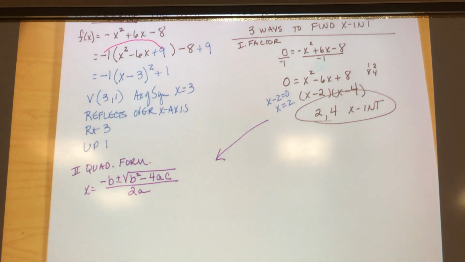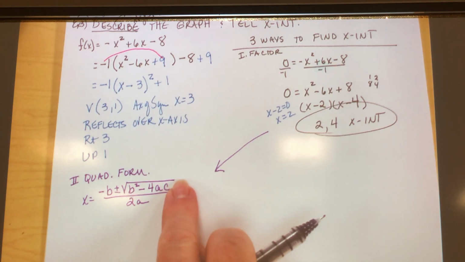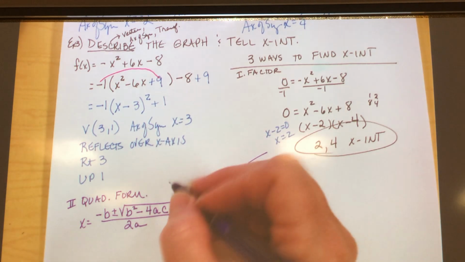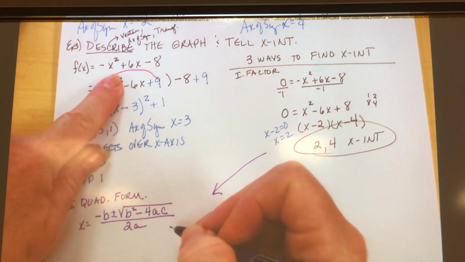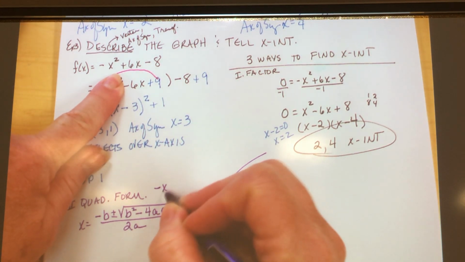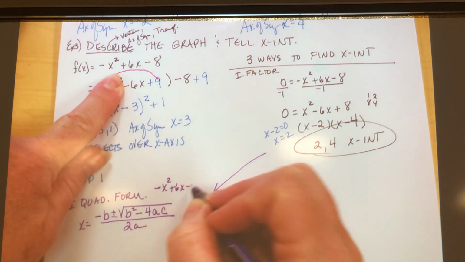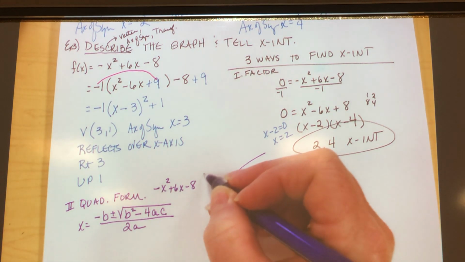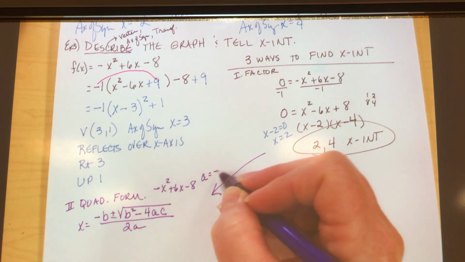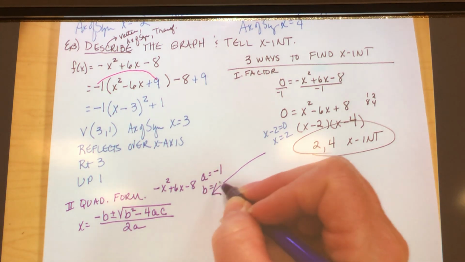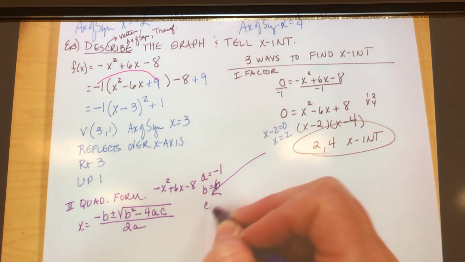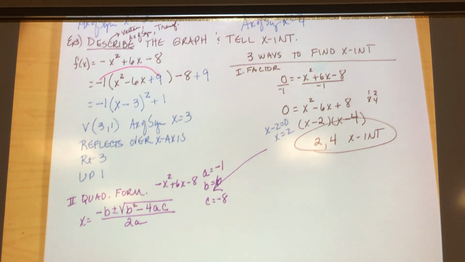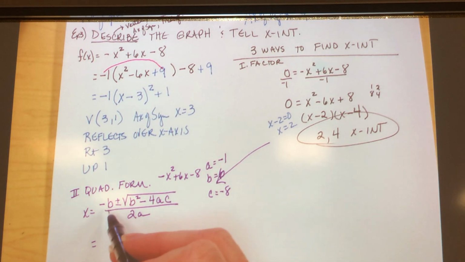Okay? So, this is my equation, guys. My equation is this guy up here, negative x squared plus 6x minus 8. So tell me what A is. Negative 1. Tell me what B is. 6. Tell me what C is. Negative 8. Very good. So, what's the opposite of B?